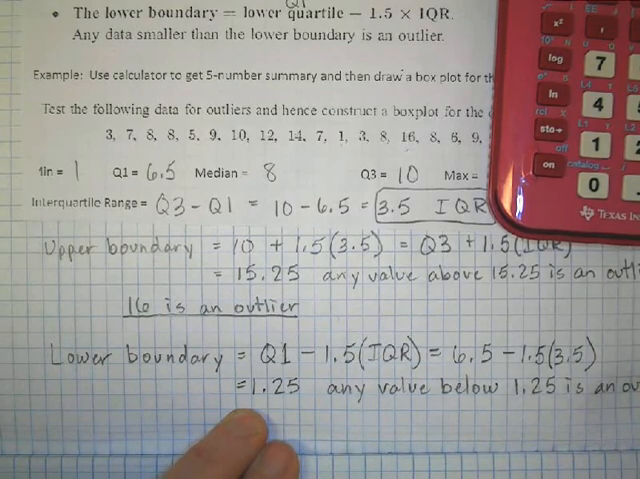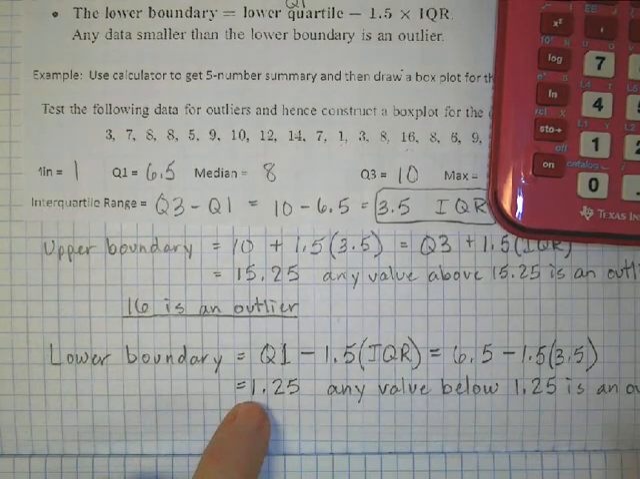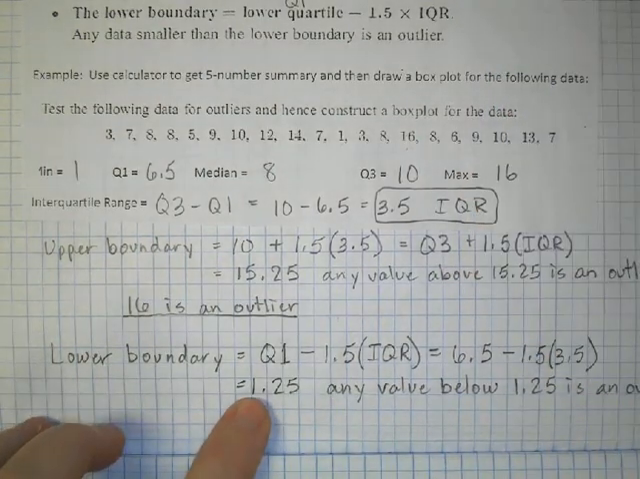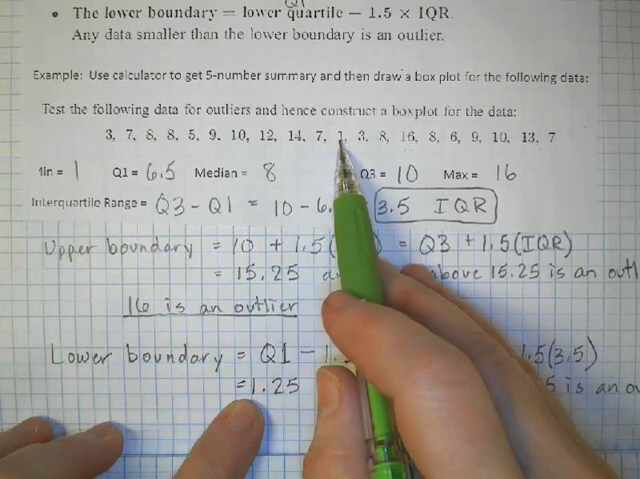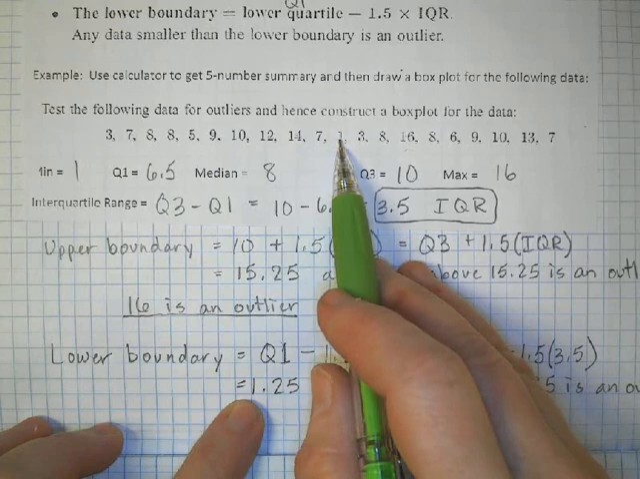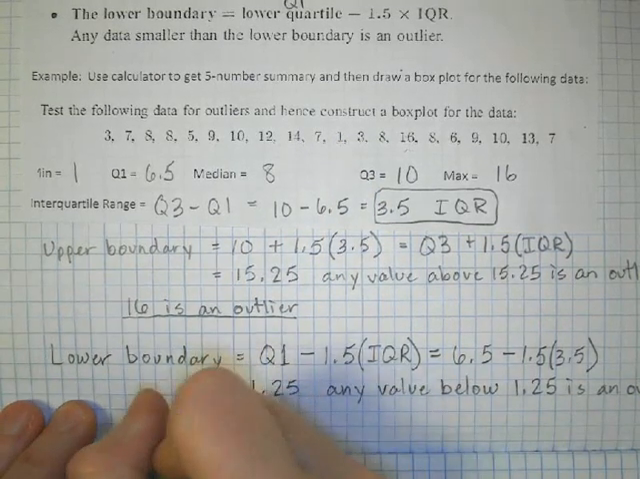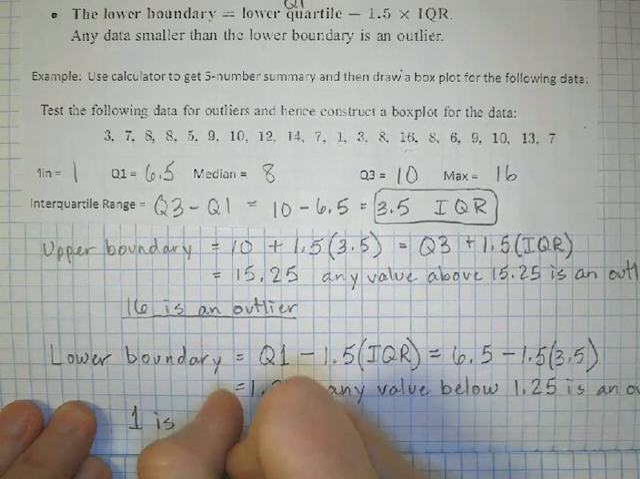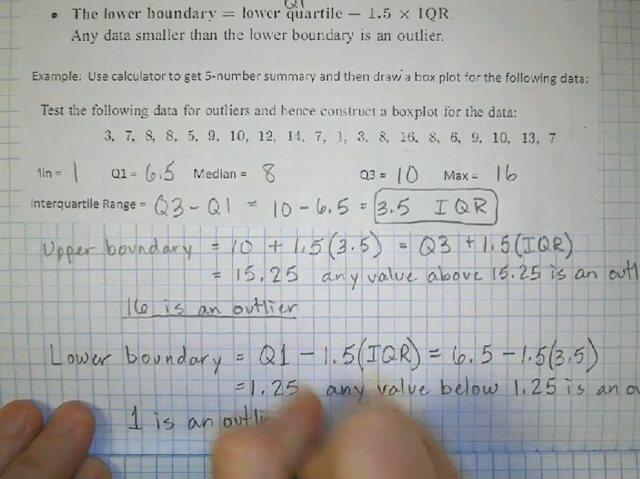All right, so do we have any data values that are below 1.25? So if we look back at our list, do I have anything that's below 1.25? Yes, I have this number 1. So this one is an outlier on the bottom end, on the lower end. So the number 1, that data item is an outlier.